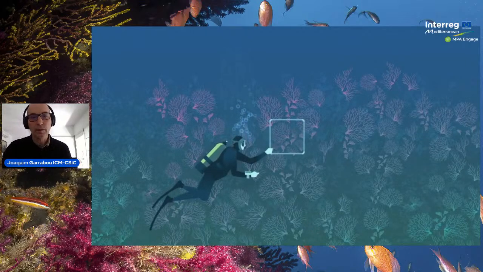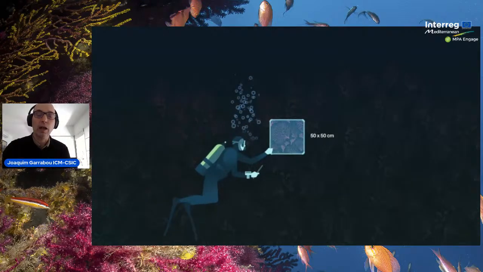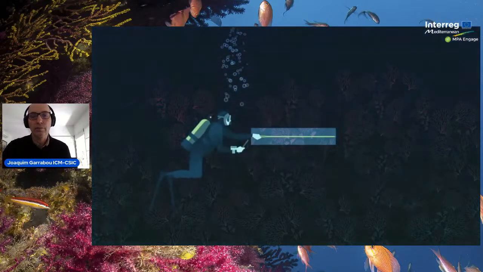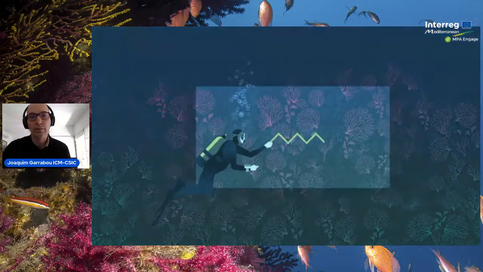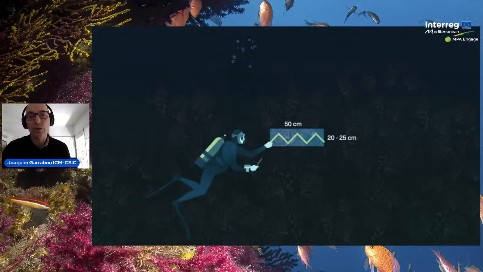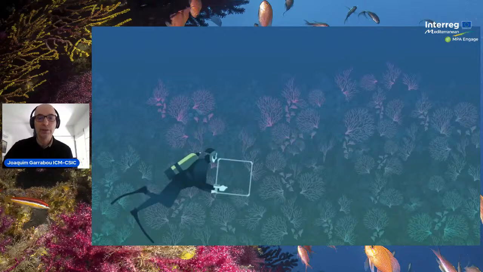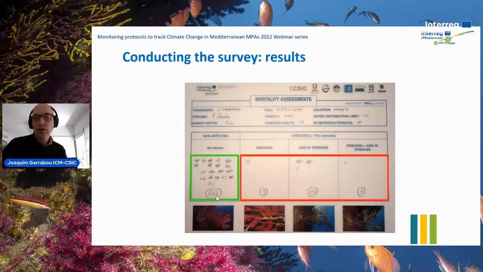So we can use the quadrat and then count or observe the status of the colonies inside, or we can use a bar and take the criteria of only observing the colonies within a rectangle, or use this kind of ruler as well. So the idea is to have a reference to not bias our observation.